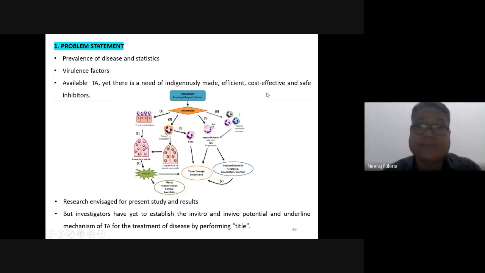Maybe there could be some side effects. Maybe they must be very costly. Maybe their bioavailability is less. Maybe their safety must be an issue. So all these are the problem. So we need to develop more molecules or more products continuously.